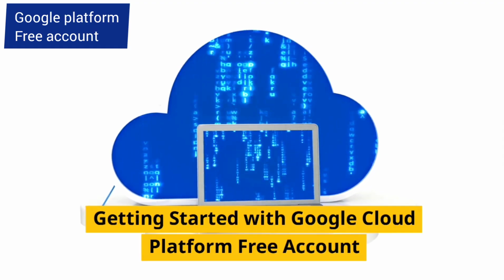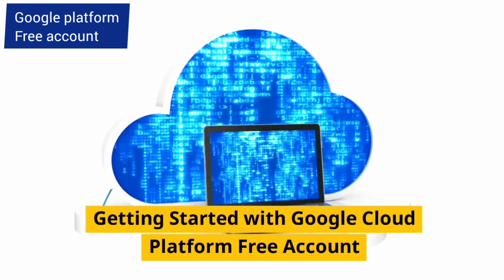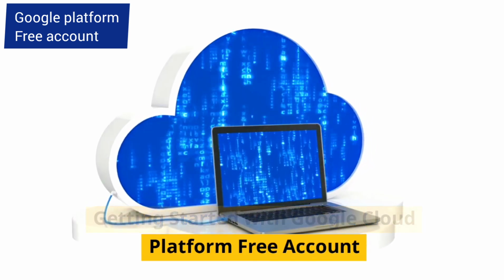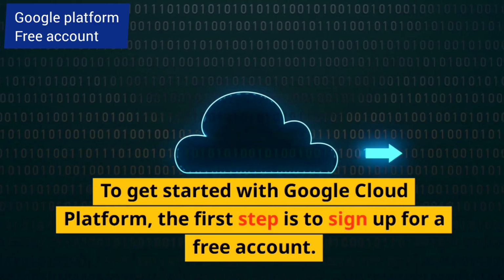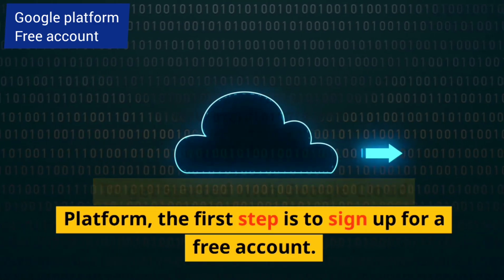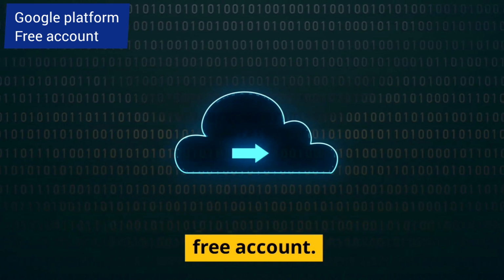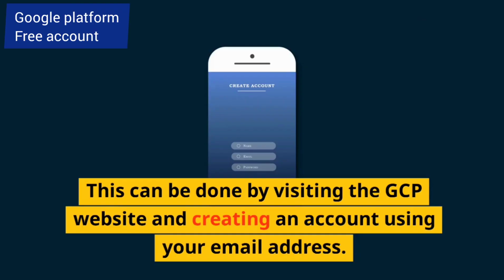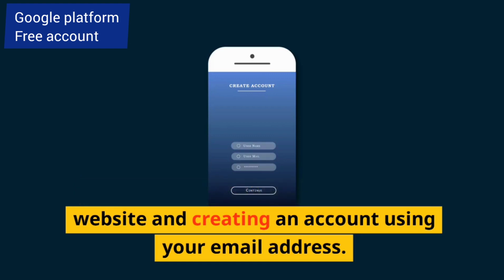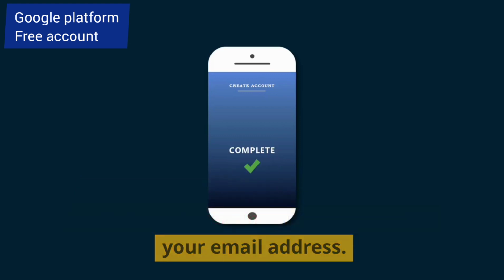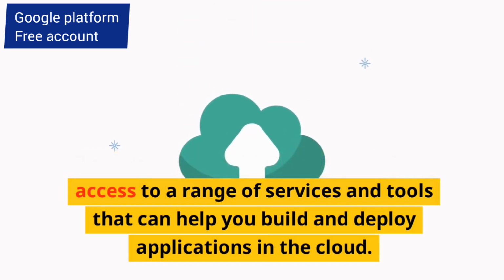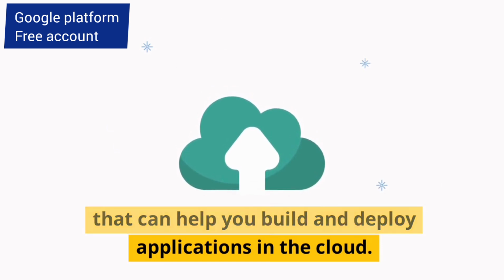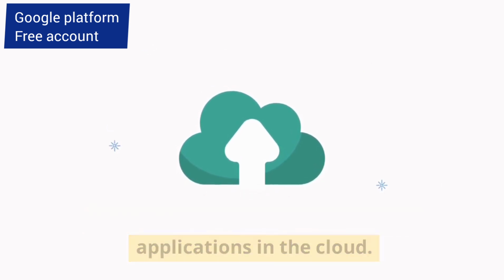Getting started with Google Cloud Platform Free Account. To get started with Google Cloud Platform, the first step is to sign up for a free account. This can be done by visiting the GCP website and creating an account using your email address. Once you have signed up, you will have access to a range of services and tools that can help you build and deploy applications in the cloud.